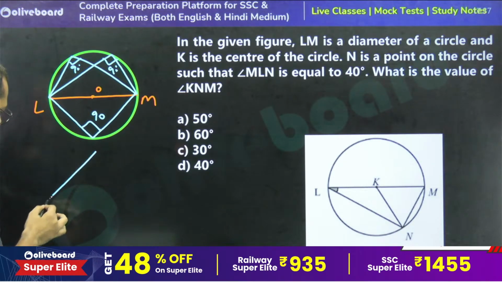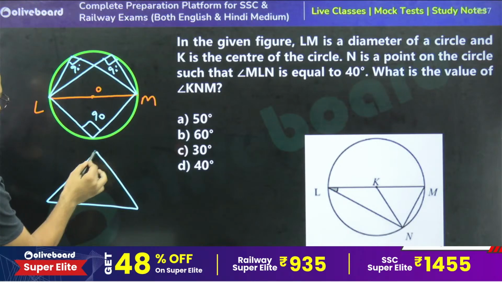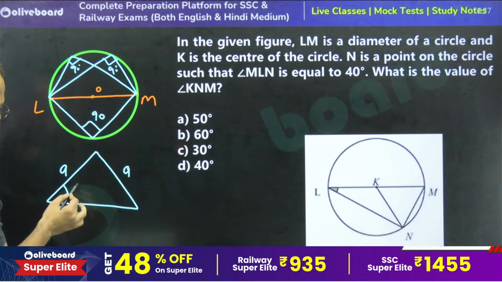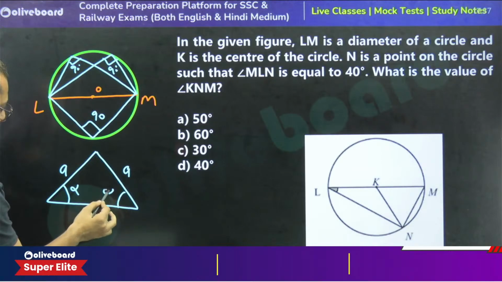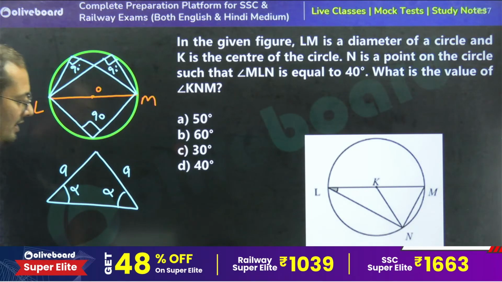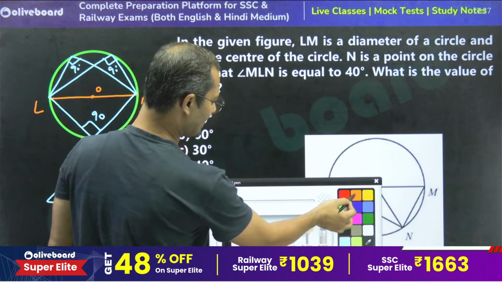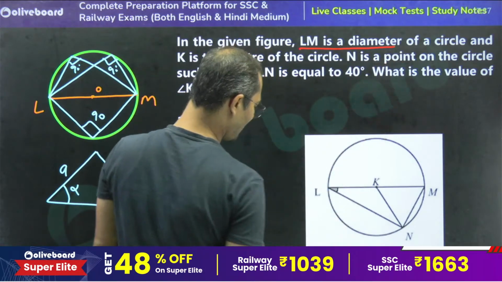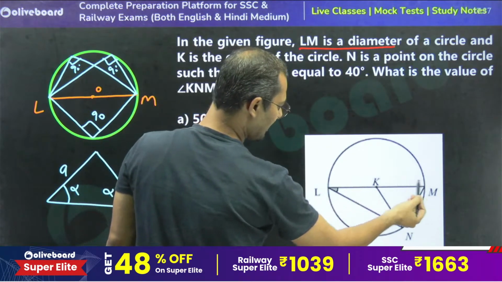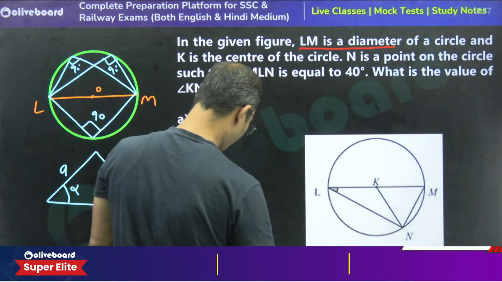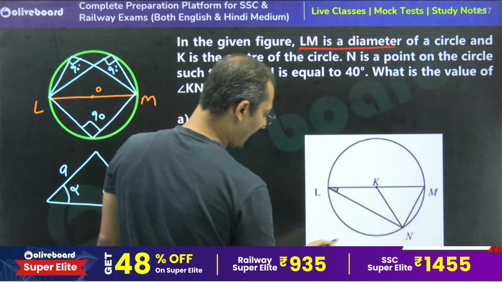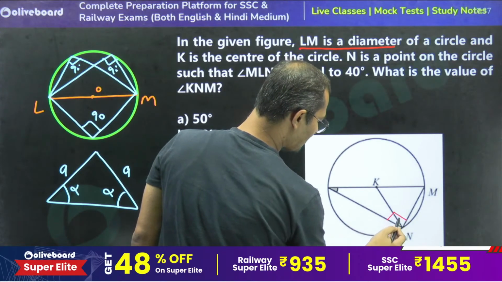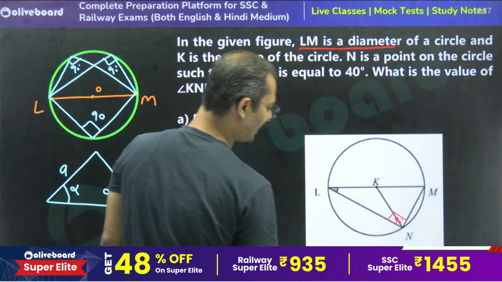And we also know that if in a triangle 2 sides are equal, then their opposite angles are also equal. So here, in the given figure, LM is the diameter. If LM is a diameter, then we can say that the angle LNM is 90 degrees.